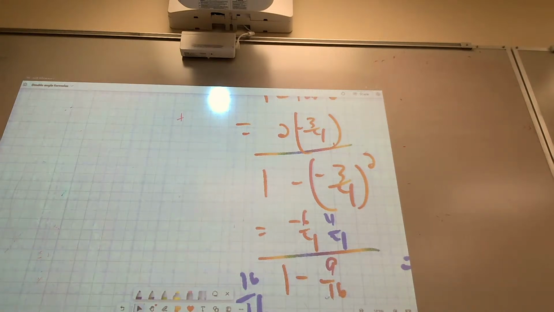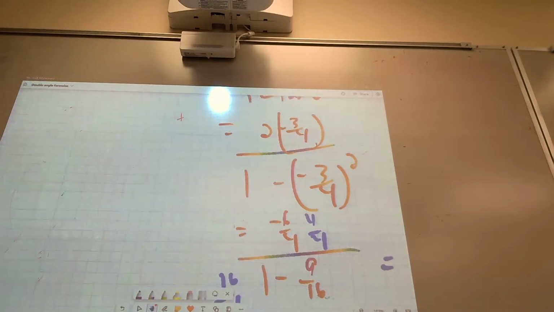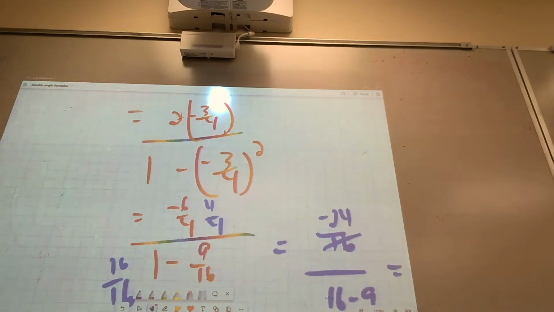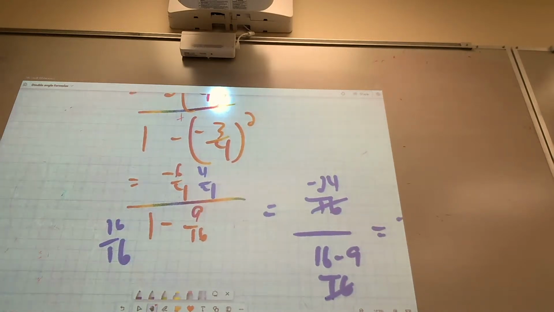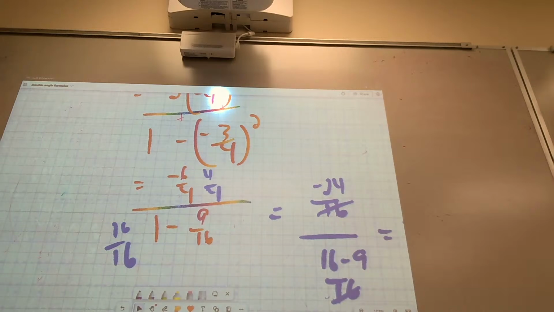The minus inside the parentheses goes away. How'd you get 48? So we have minus 24 over 16, and then we have 16 minus 9 over 16. Our common denominators are the same, so we can cancel them.